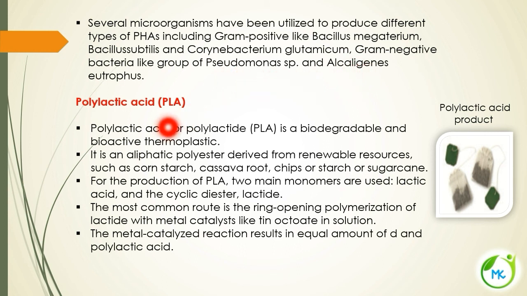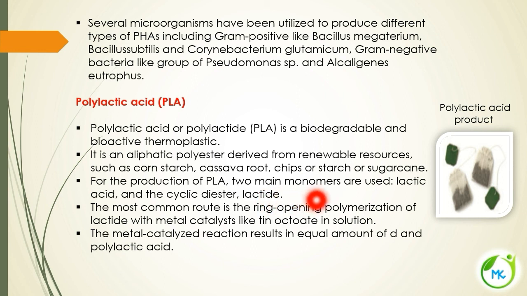The next is polylactic acid, PLA. It is also a biodegradable and bioactive thermoplastic. It can withstand heat, so it is called a thermoplastic. Here you can see one polylactic acid product. You would have seen a tea bag; they use polylactic acid for its production. It is an aliphatic polyester derived from renewable sources, that is, of biological origin: corn starch, cassava root chips, starch, or sugarcane.